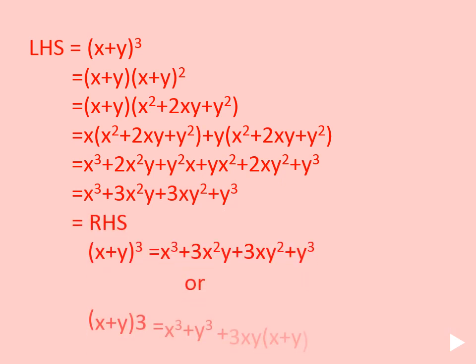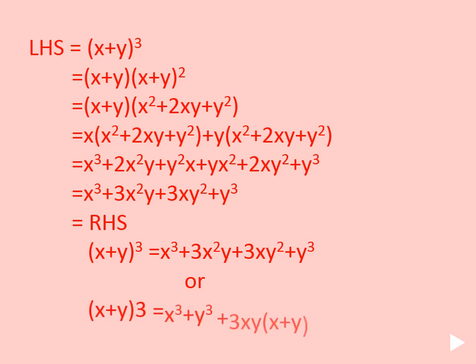So x plus y into x plus y whole square. What is the expansion of x plus y whole square? X square plus 2xy plus y square. Now we have to expand each term. So the first bracket, we take the first term x to be multiplied with the second bracket. The second is a trinomial, so x is to be multiplied with x square plus 2xy plus y square. Similarly, y is to be multiplied with x square plus 2xy plus y square.